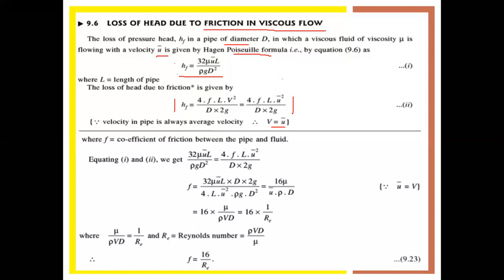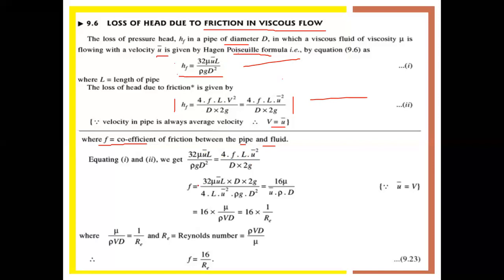Here f is the coefficient of friction between the pipe and the fluid. Therefore, equating these two expressions, what are we getting? 32 mu u bar L by rho g d square is equal to 4 f L u bar square by d into 2g.